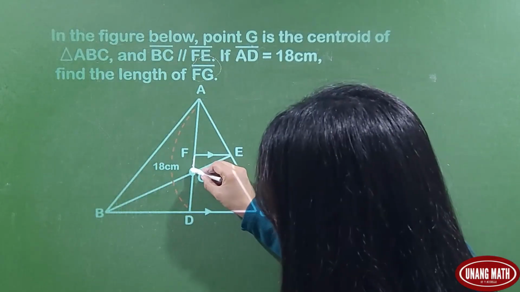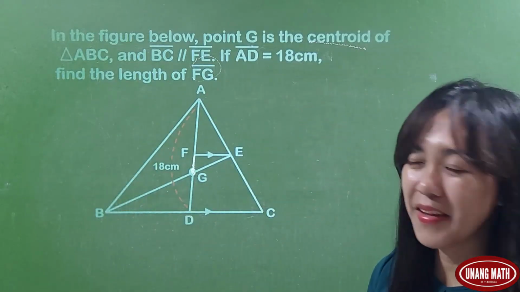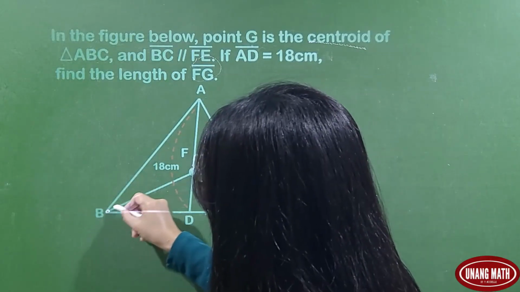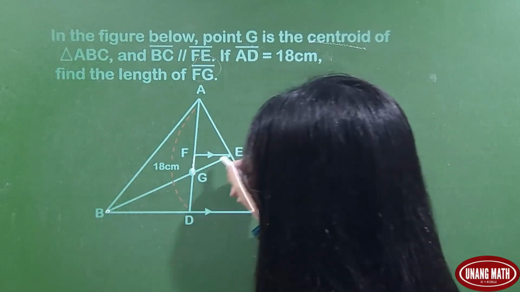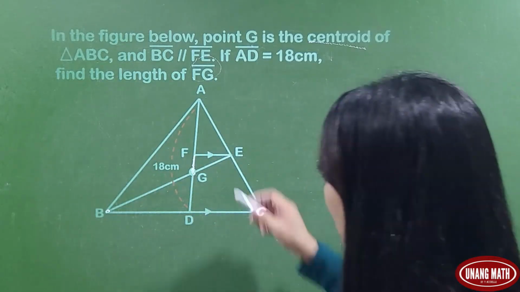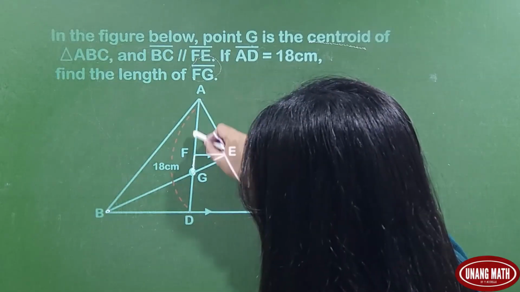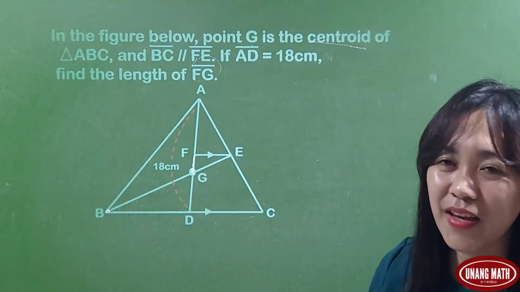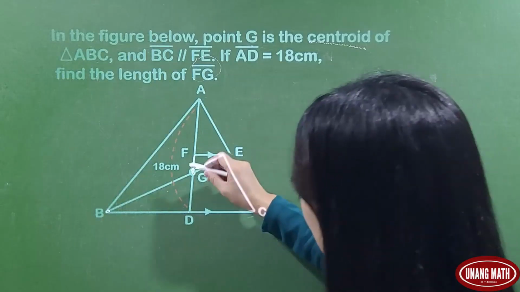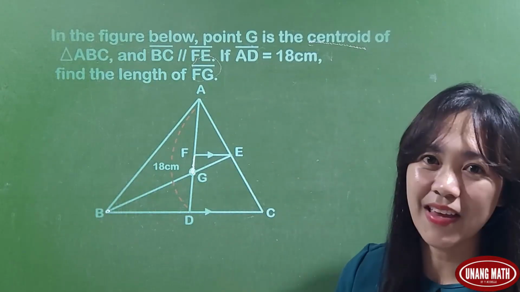Since point G is the centroid of this triangle, then it means from this vertex to this point, this segment BE is a median for this triangle. Also from this vertex to this point, this is another median of this triangle. They meet at this point, so point G is the centroid of this triangle.